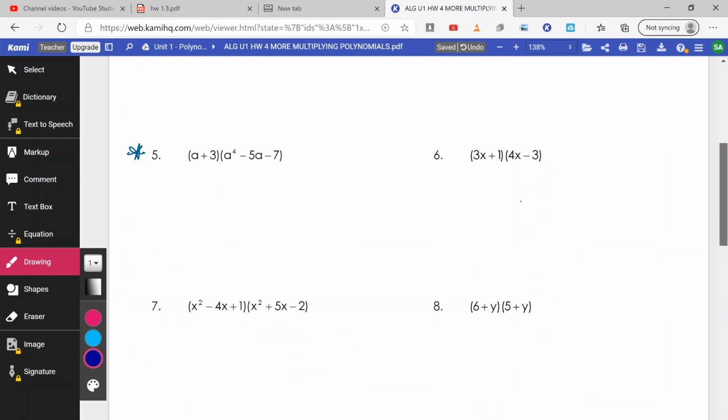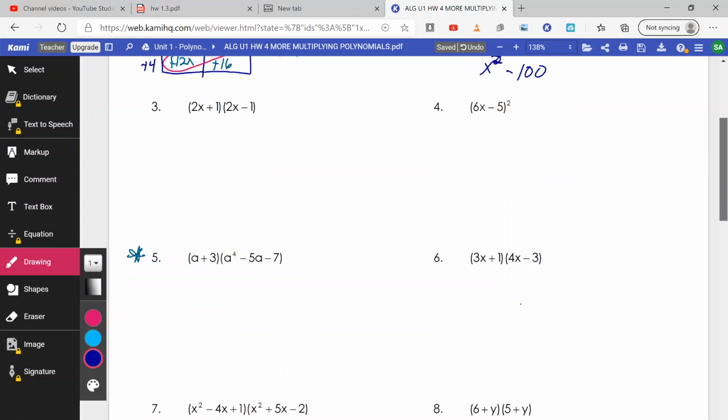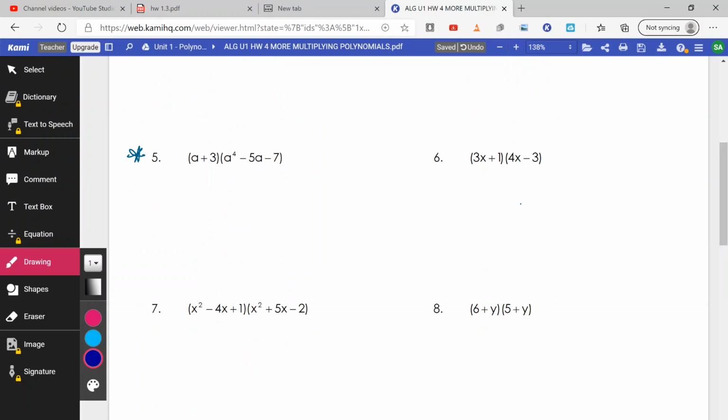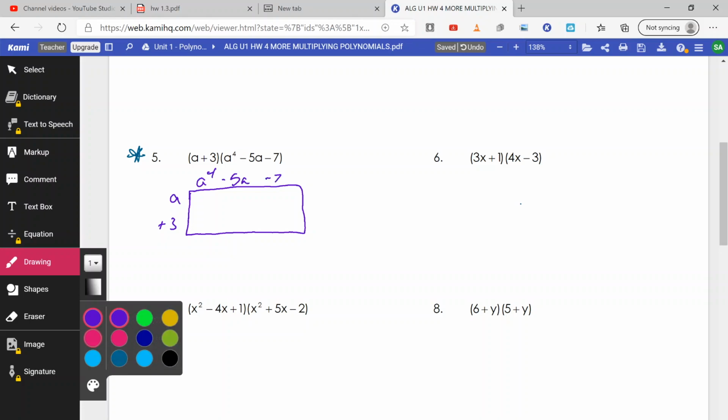And then number 5 is the other practice problem we'll do. a plus 3 times a to the 4th minus 5a minus 7. Again, this is just a straightforward either distribution or box method. There's nothing fancy going on. There's no cancellation that's going to occur. I just need to create a box. On the shorter side, I'll use the binomial, so a plus 3. And on top, because I have a little more room here, we'll do a to the 4th, minus 5a, minus 7.